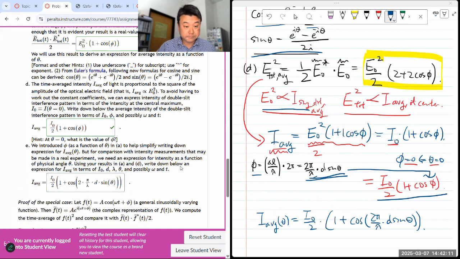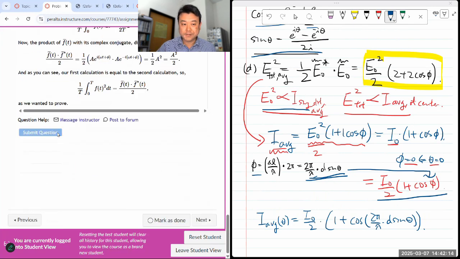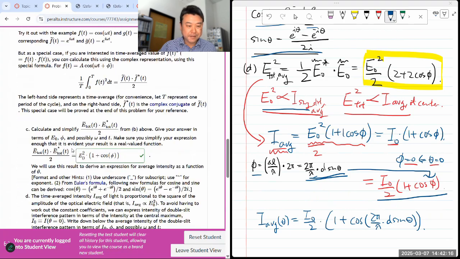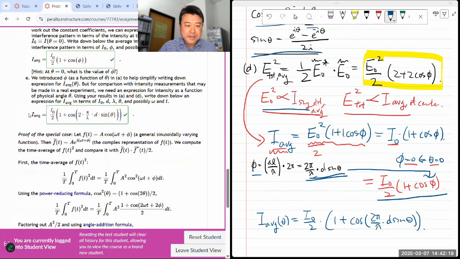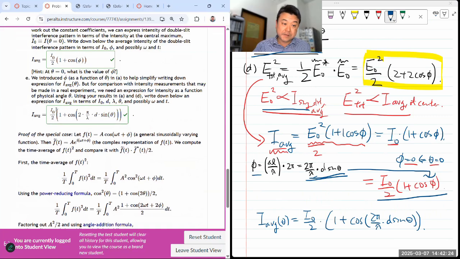All right. Let's hope that's right. Oh, okay. Yeah, that's right. And I guess that's it. So that's the expression for your I average. And this is your intensity of the double-slit interference pattern as a function of theta. This is valid for any angle theta from 0 to 90 degrees. We didn't use a small angle approximation. If you use a small angle approximation, then sine theta is approximately theta, so it becomes 1 plus cosine of just a linear factor times theta.